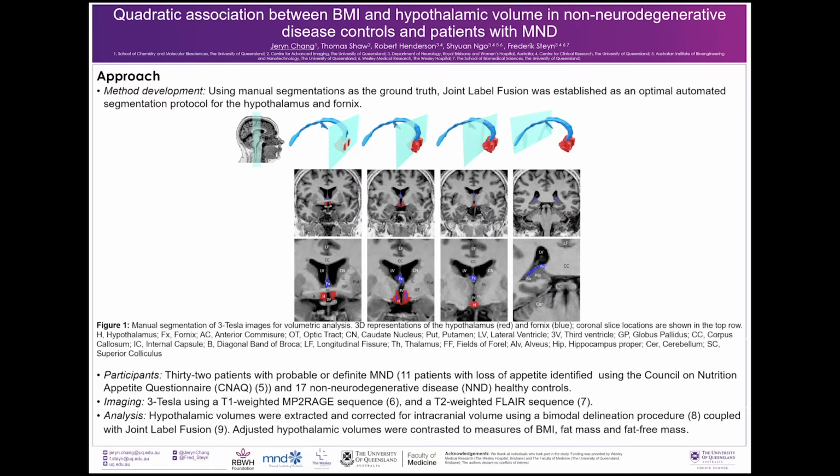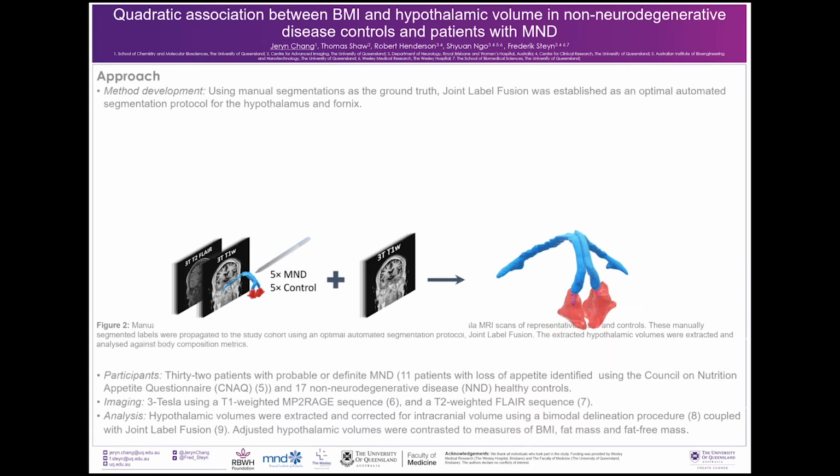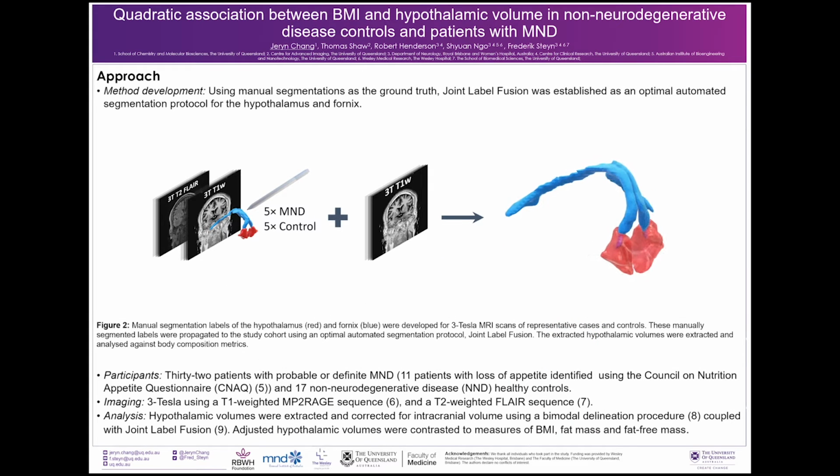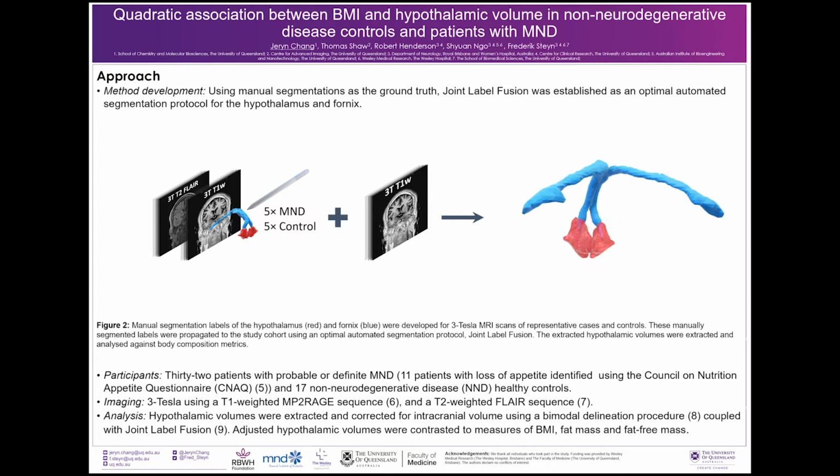Using key landmarks to establish the borders of the hypothalamus and fornix, a bimodal delineation procedure on T1-weighted and T2-weighted images was applied to delineate the hypothalamus and fornix. Coupled with joint label fusion, an automated segmentation method, we were able to extract the hypothalamus and fornix for our cohort. Here, the adjusted hypothalamic volumes were contrasted against BMI, fat mass, and fat-free mass.